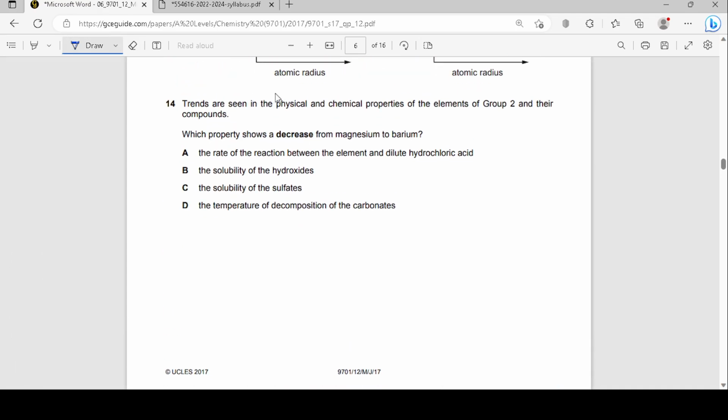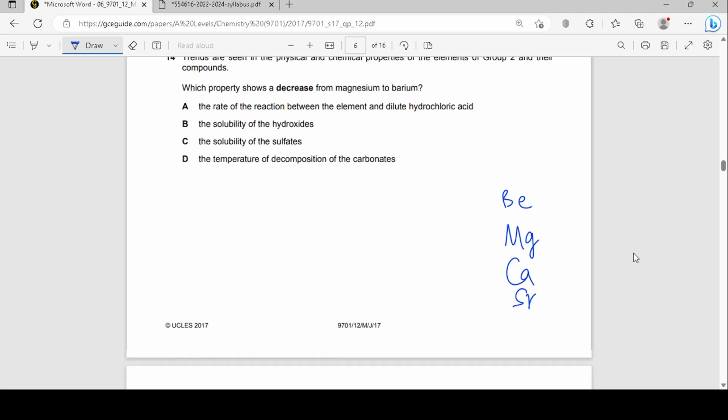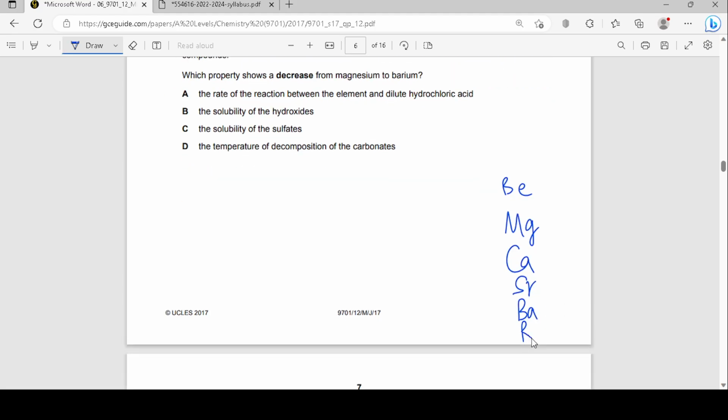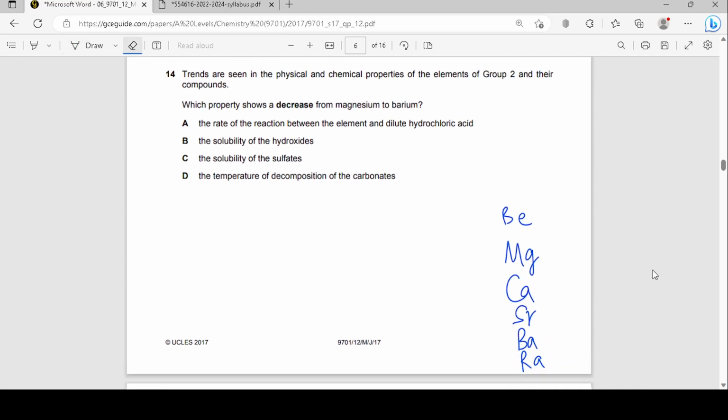Trends are seen in the physical and chemical properties of the elements of group 2 and their compounds. Which property shows a decrease from magnesium to barium? Let me write down the elements of group 2. That's how I remember it; my cousin taught me.